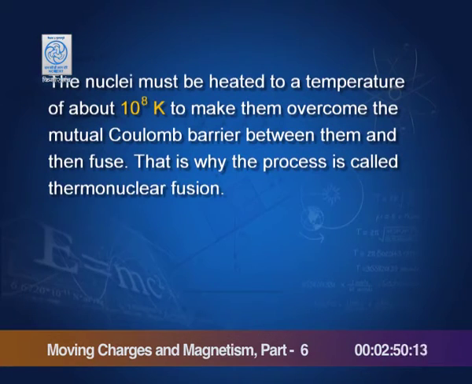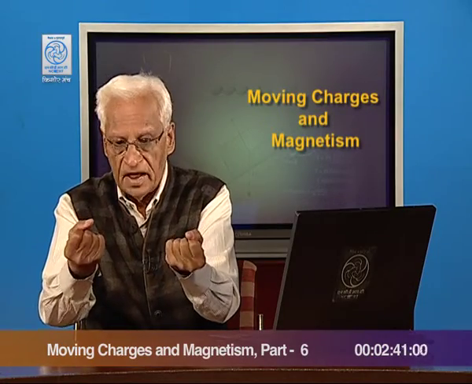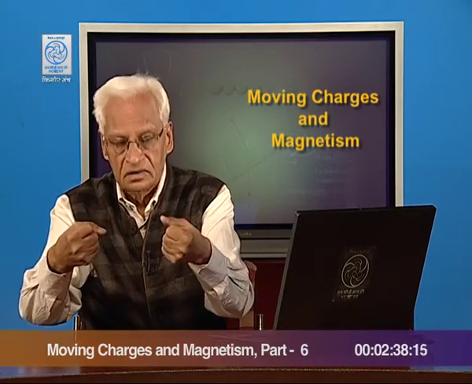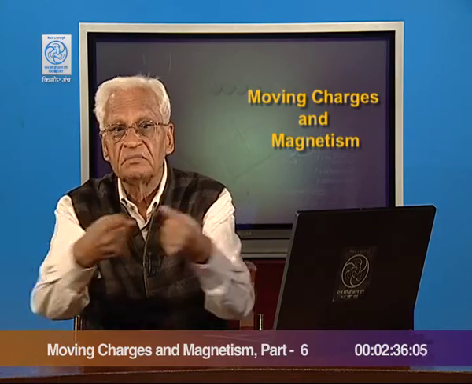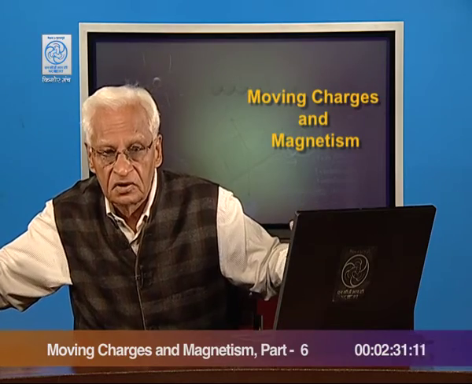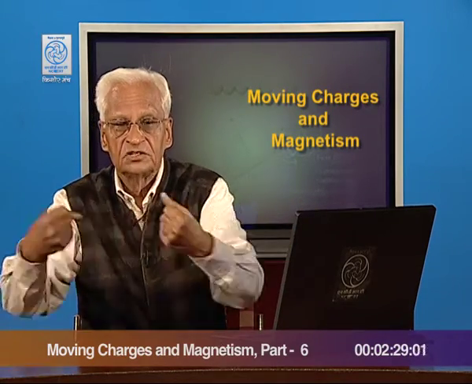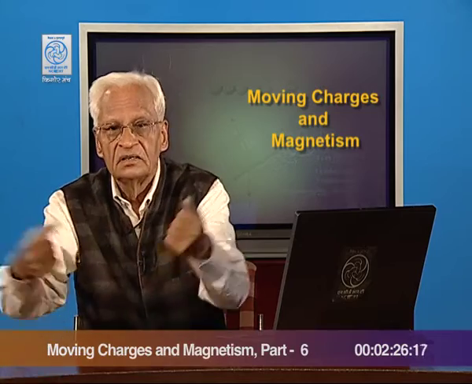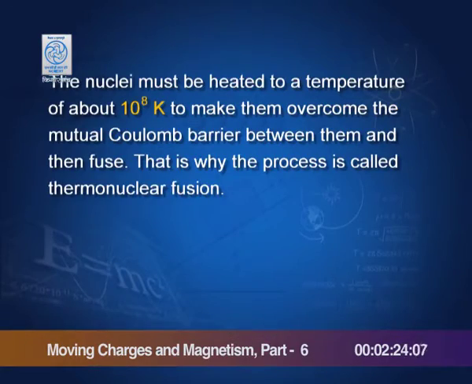See, the nuclei must be heated to a temperature of about 10 to the power 8 degrees to make them overcome the mutual Coulomb barrier between them. You see, these are nuclei, and there is a lot of electrical repulsion between them, and to overcome the repulsion we must make them very fast, so that they can collide, overcoming the repulsion. For that they have to be heated to a temperature of 10 to the power 8 degrees K, and when they react like that, it is called thermonuclear fusion.